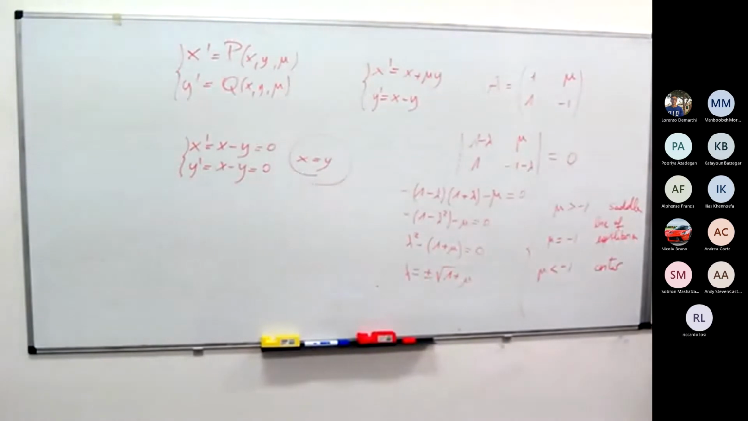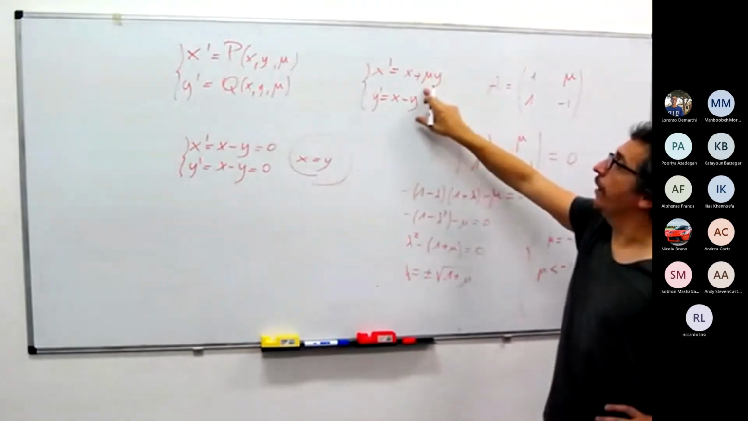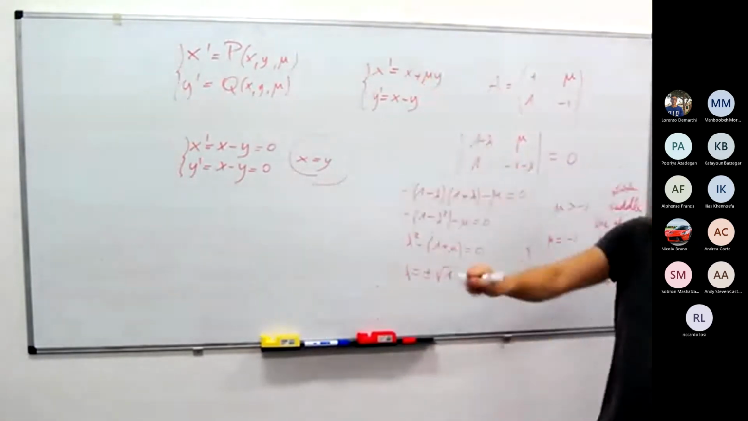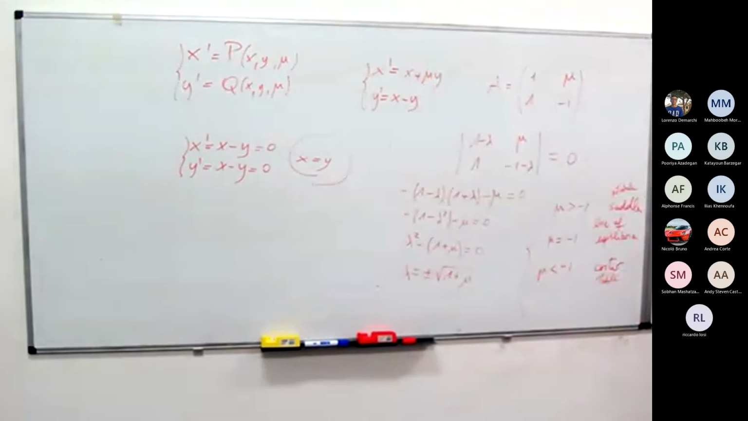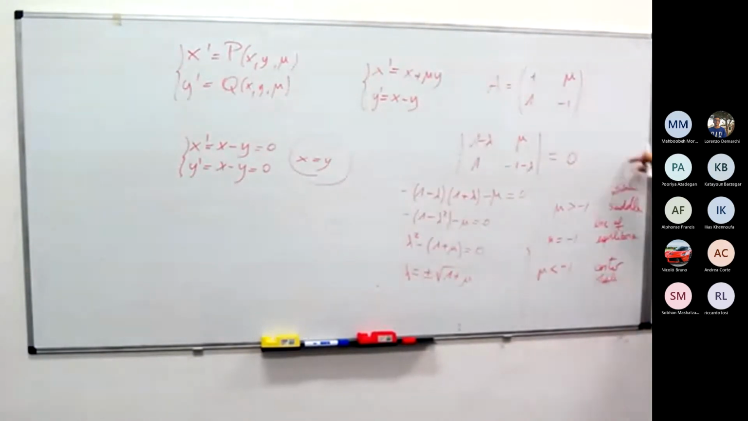So note also another thing, that the saddle is always unstable. In the center, it's always stable. So what's going on here? I have this system which has a further parameter, mu, that I want to change. Imagine that I'm starting with mu very large, it's 100. So I'm starting from a situation in which the critical point 0, 0 is a saddle, an unstable critical point.